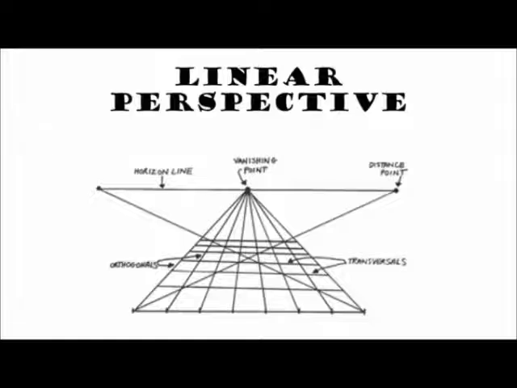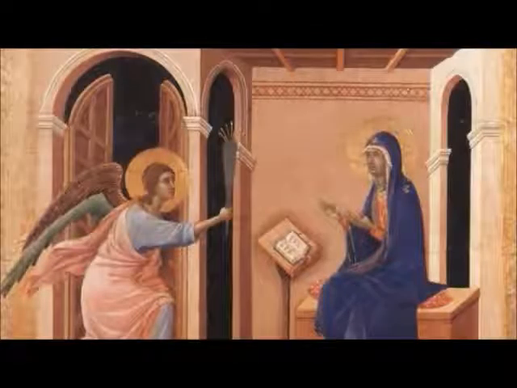Now, linear perspective is a system of creating an illusion of depth on a flat surface, basically creating a 3D world on a 2D plane. What you do is you take all the parallel lines, known as orthogonals, in the drawing and converge them into a single vanishing point on the composition's horizon line. So, let's move over to Duccio's art.